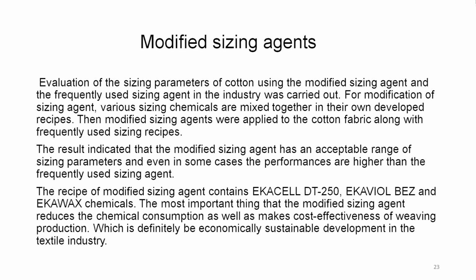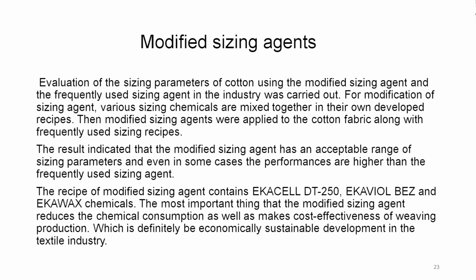Now, let us look at modified sizing agents. Evaluation of sizing parameters of cotton using the modified sizing agent and the frequently used sizing agent in the industry was carried out. For modification of sizing agents, various sizing chemicals are mixed together in their own developed recipe. Then modified sizing agents were applied to cotton fabric along with frequently used sizing recipes. The result indicated that the modified sizing agent has an acceptable range of sizing parameters, and even in some cases the performances are higher than the frequently used sizing agents.